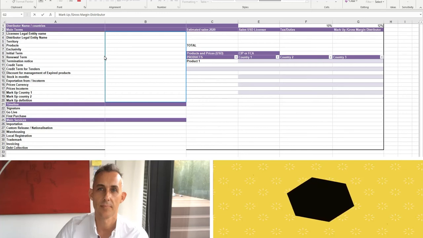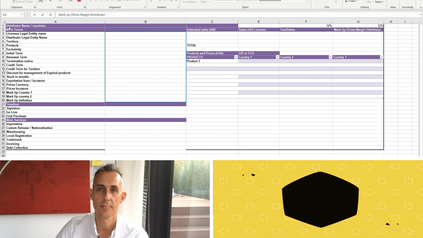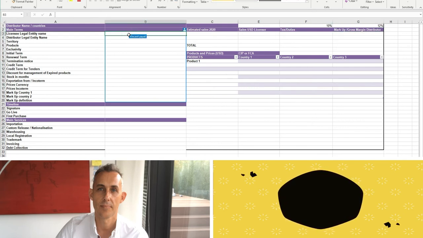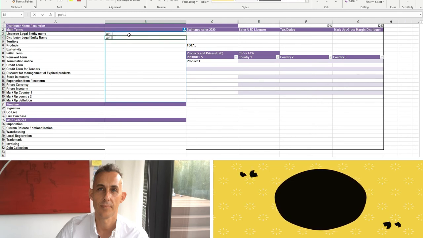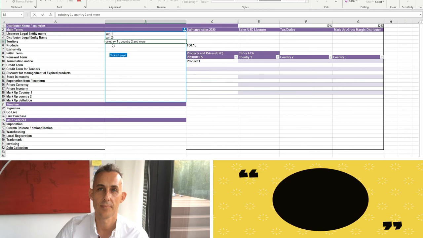Okay, guys, so this is the term sheet I'm currently using when I do a new distribution agreement. So it's quite easy, and you will be able to redo it. So from the upper left, you see distributor name and country. That's how to identify your term sheet. Then you come to the licensee, which will be the part 1, the one that is giving the product. The distributor will be part 2. Territories, you put 1 country, or it can also be up to 2 countries. So you will have country 1, 2, or more.